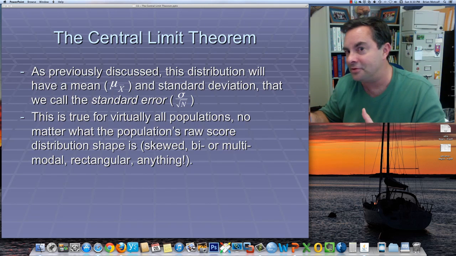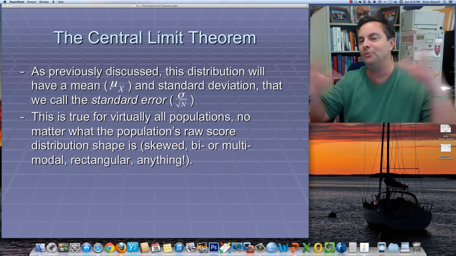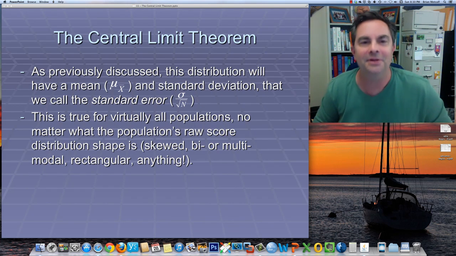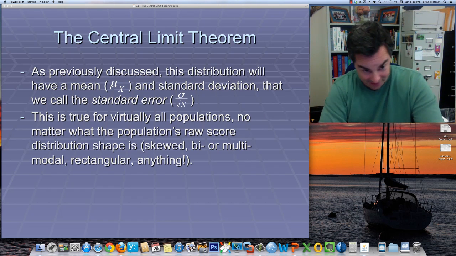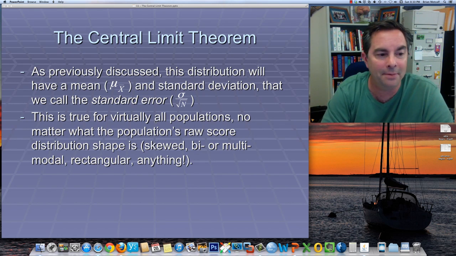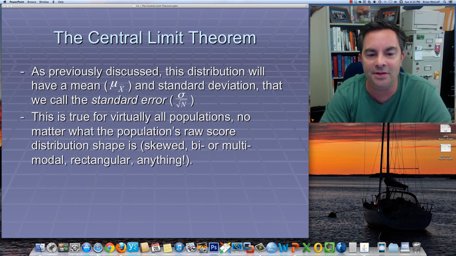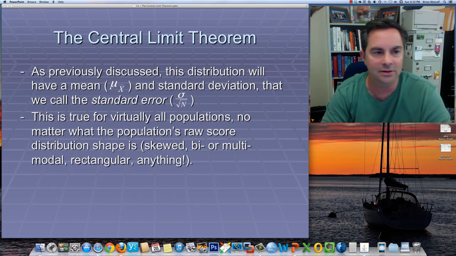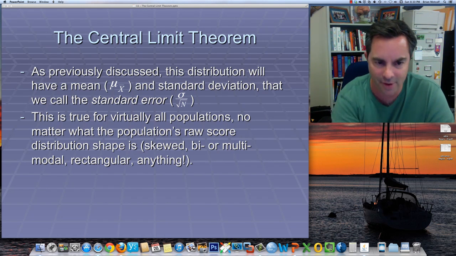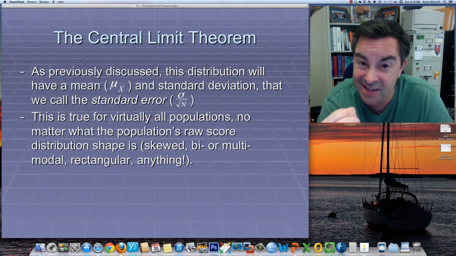So we couldn't get it in the first place, and now we're totally relieved of that burden and that responsibility that we wouldn't ever be able to fill anyway. So this is wonderful. It's true for virtually all populations, no matter what the population's raw score distribution shape is, whether it's skewed, bimodal, multimodal, rectangular, any crazy shape whatsoever, the central limit theorem kicks in.